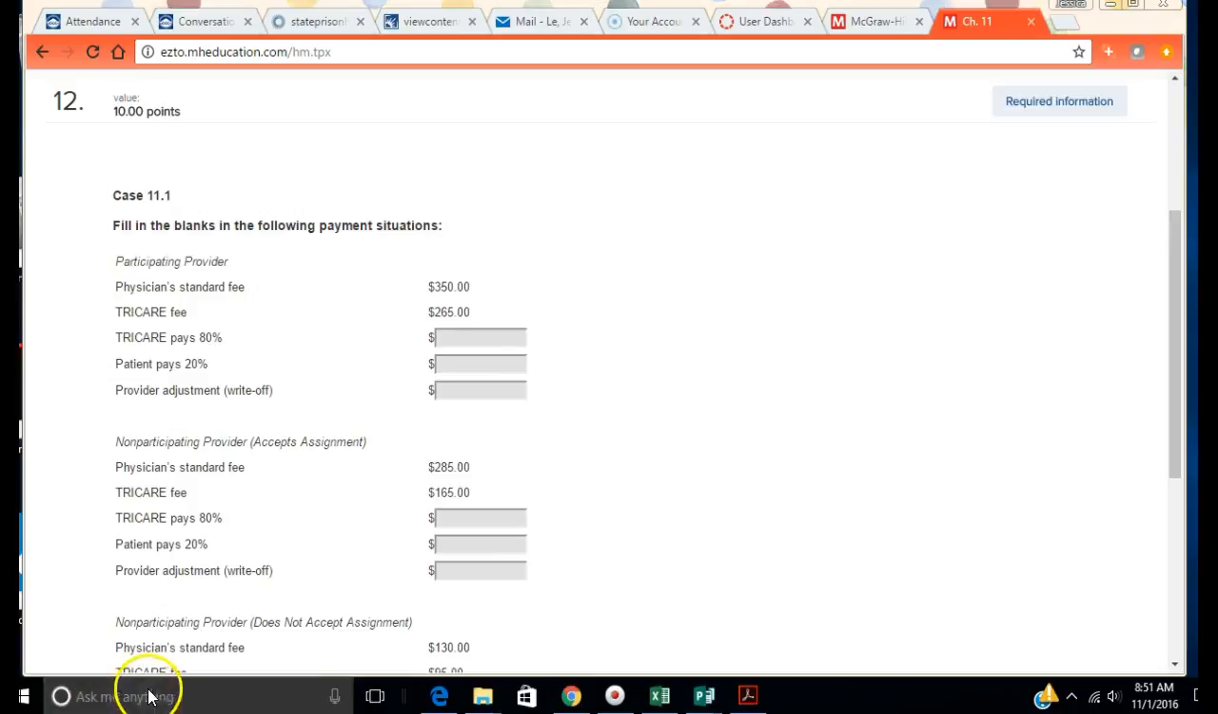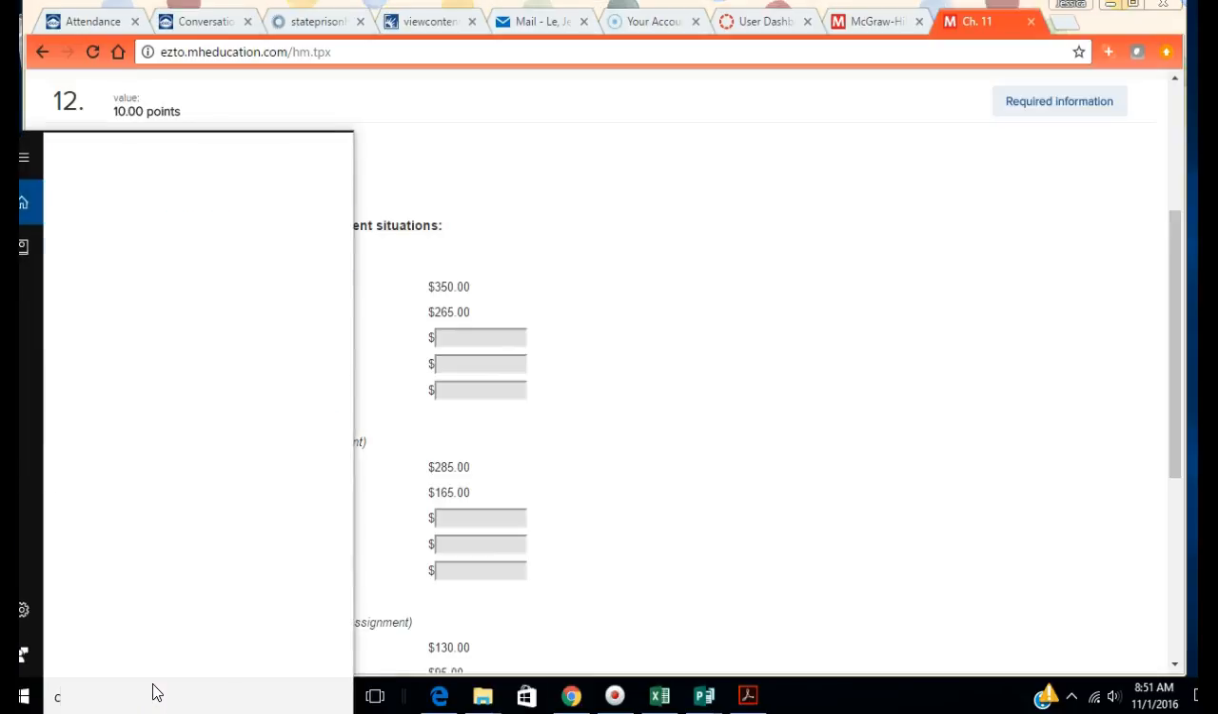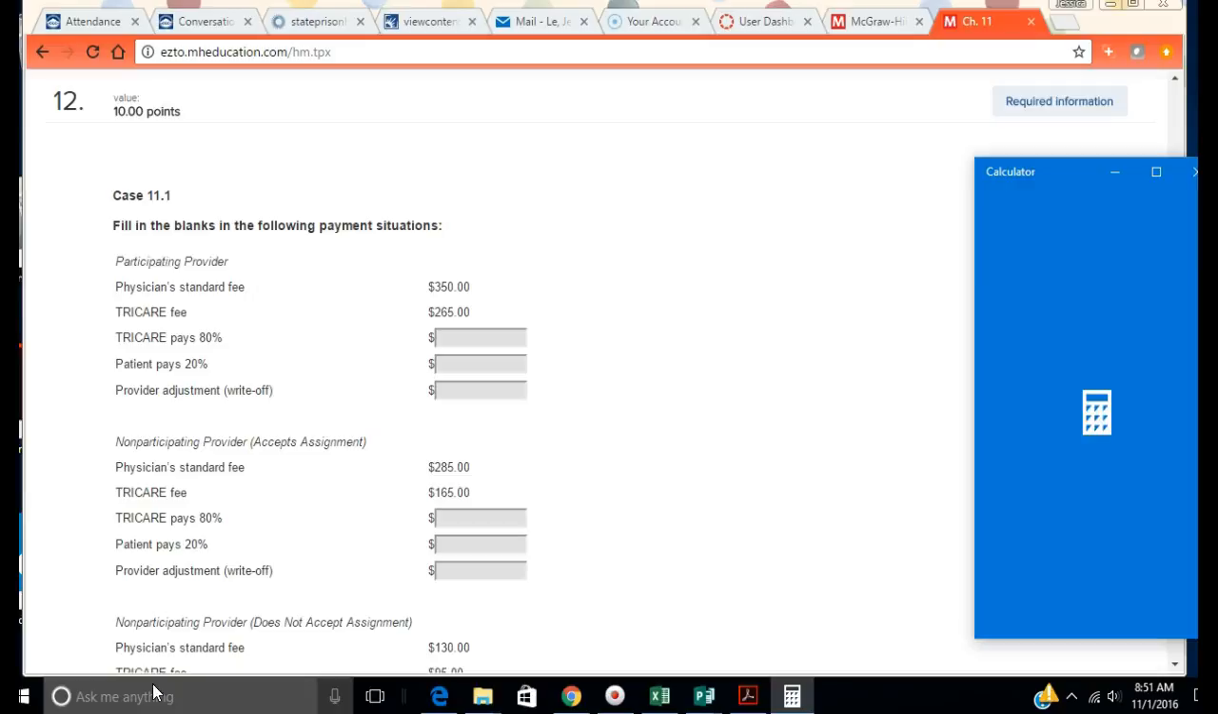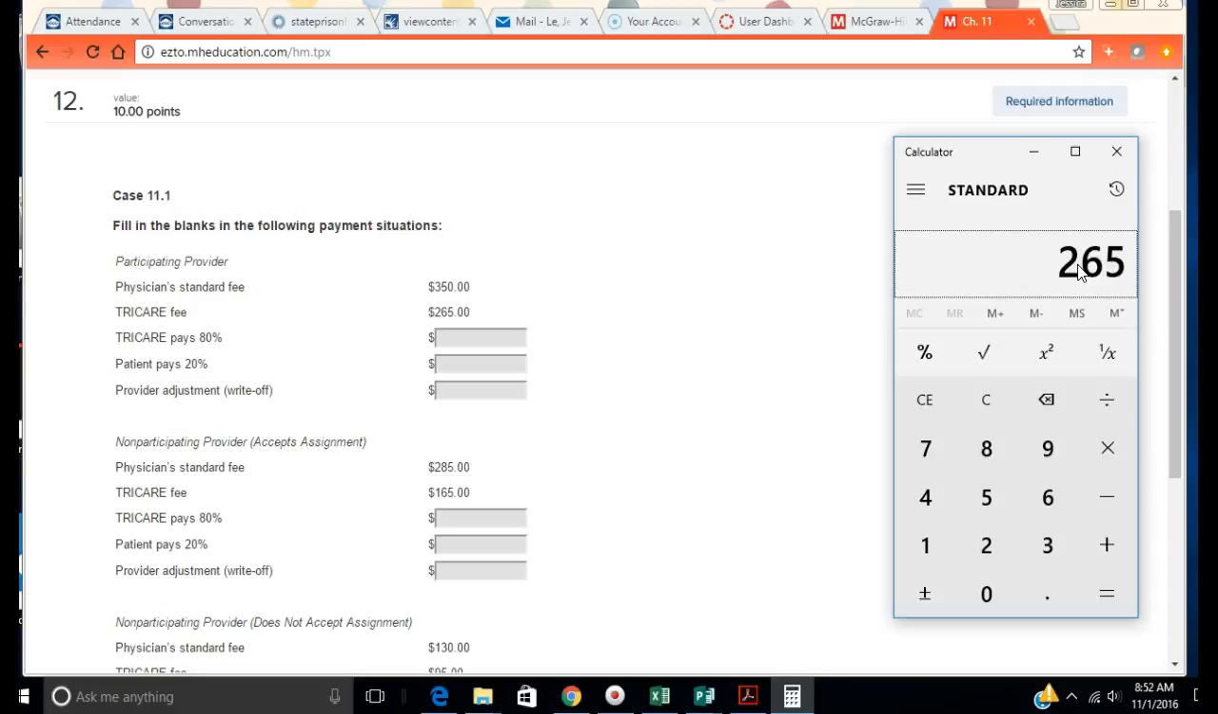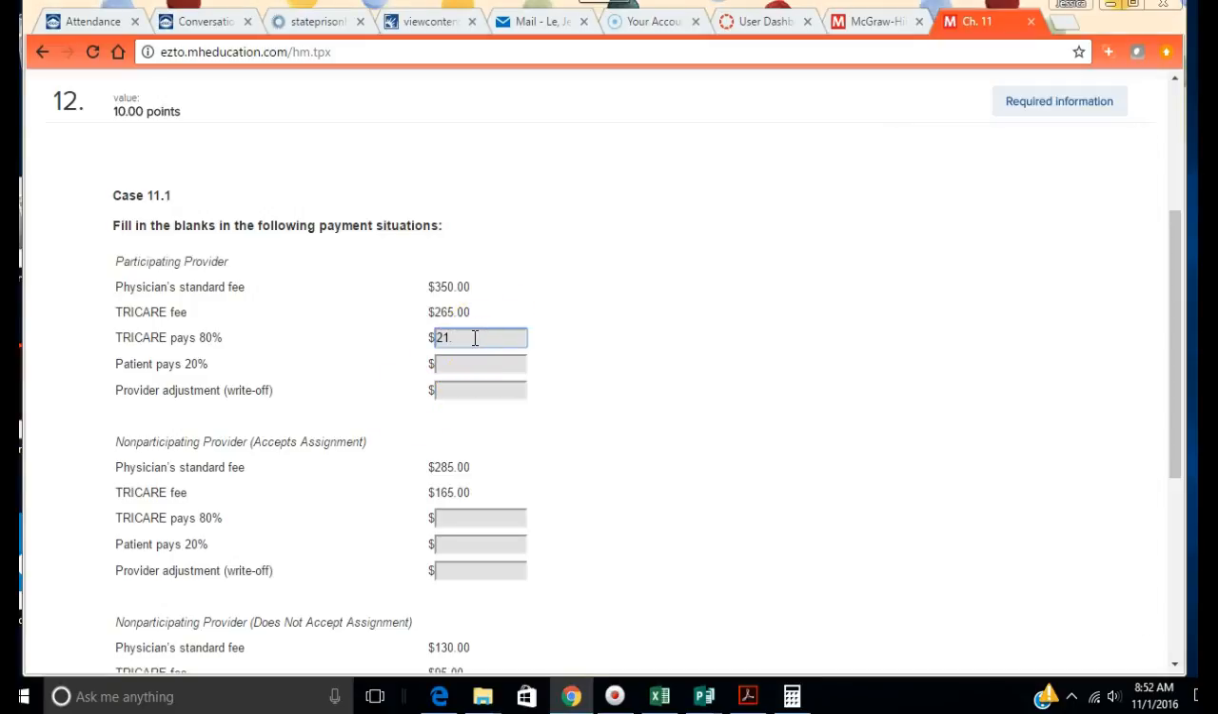And so let me pull up my little calculator here. So 265 is the approved fee. Take that, multiply it by 80. That's going to give us $212 here. I cannot type this morning.